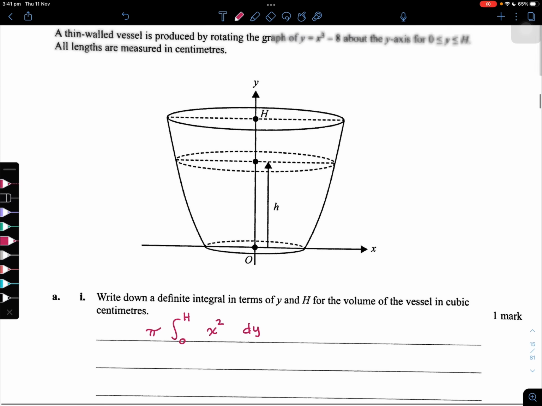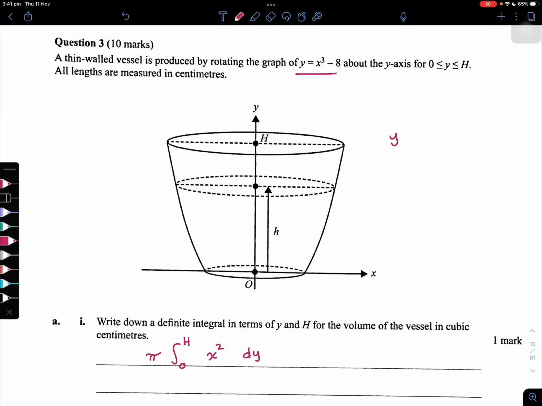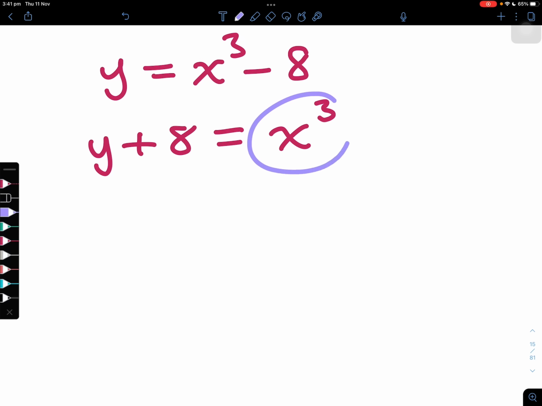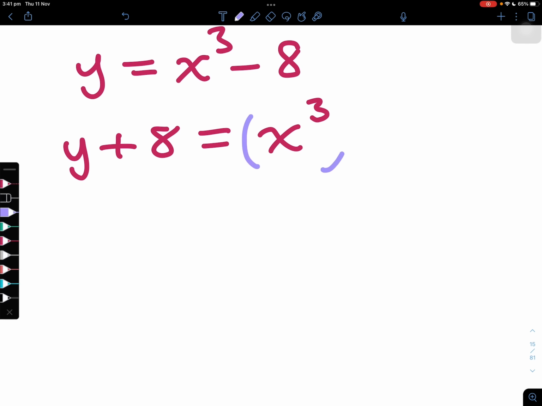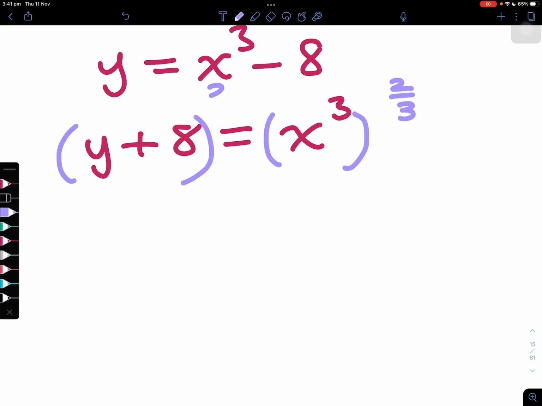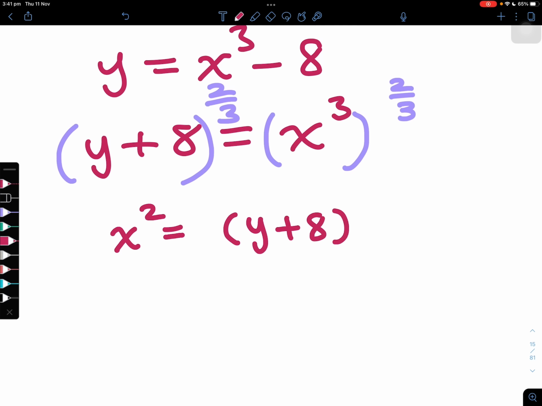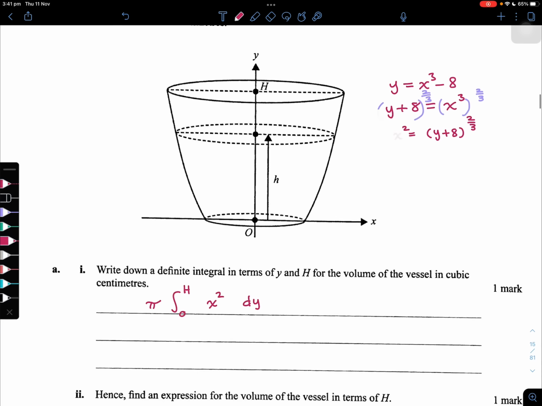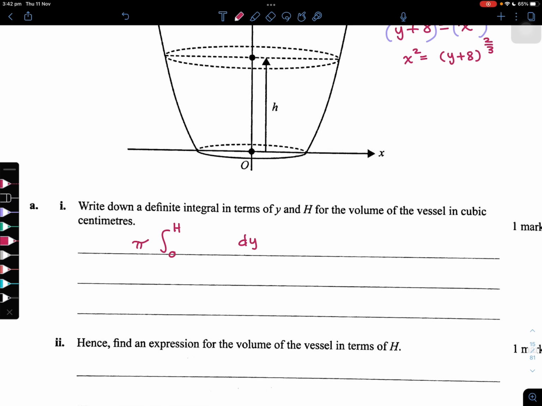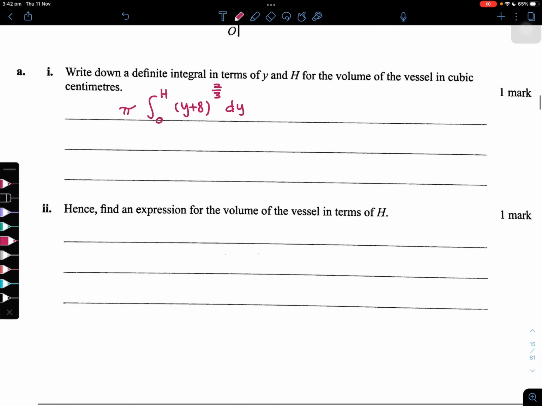We need to actually find what x squared is. So using this equation here, we can go y is equal to x cubed, take 8. Add the 8 to the other side. Now, how do we convert this x cubed into an x squared? We put it to the power of 2 on 3, right? Because when we expand this, these would cancel and you'd have an x squared. So if we put the right-hand side to the power of 2 on 3, we need to do the same thing to the left-hand side. Okay? And that would leave us with x squared is equal to y plus 8, all to the power of 2 on 3. So we can replace this x squared with y plus 8 to the power of 2 on 3. Okay, so that would be my answer there.